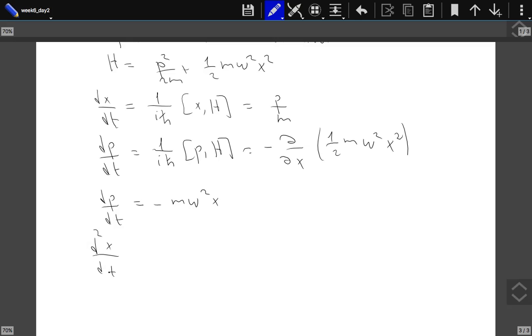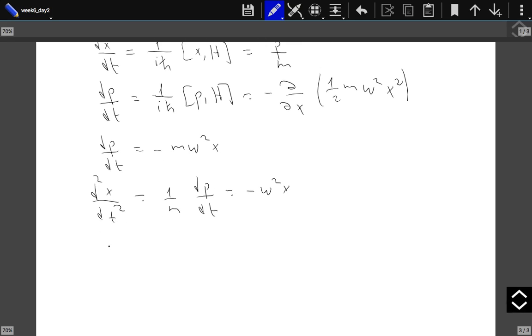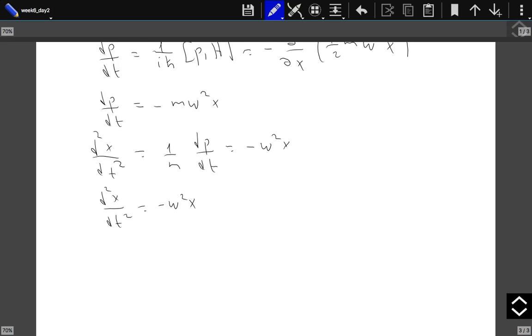So if you take the second derivative of x with respect to t, the first equation just tells us that this is 1 over m dp by dt. And if you use the second equation, this is just minus omega squared x. So d squared x by dt squared is nothing but minus omega squared x. And if you try to solve this equation, you will see that x of t is equal to a cosine omega t plus b sine omega t.